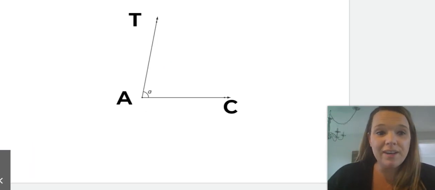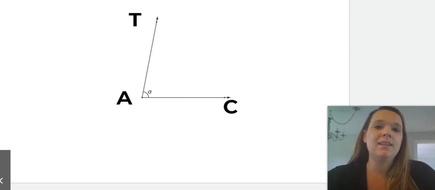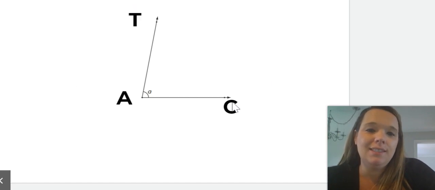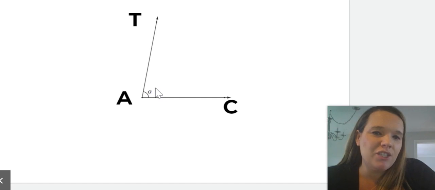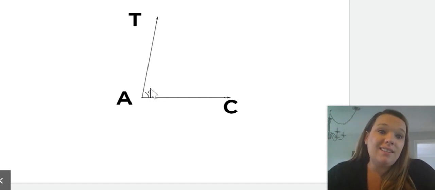So now I'm going to show you another angle, and this time we have to determine again if it's made up of line segments or rays. It's a little bit harder to see, so bear with me. So this is angle TAC or CAT. And you can see a little lowercase a here. It's just because I clipped it from the Think Central book. But that's another way to mark that this is angle A.